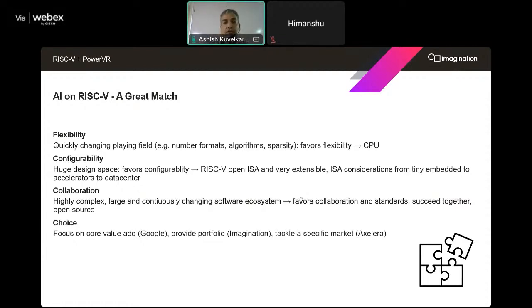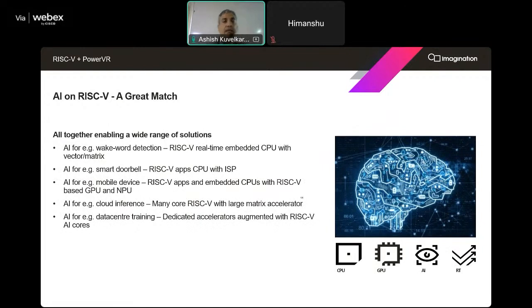So in terms of some simple examples of what can and cannot be done, and like I said, this really covers everything. For example, wake word detection. That's what everybody knows as "Alexa do this, Alexa do that," or "Hey Siri." So clearly, you just need a small real-time embedded CPU with the capability to do some vector and matrix computations.